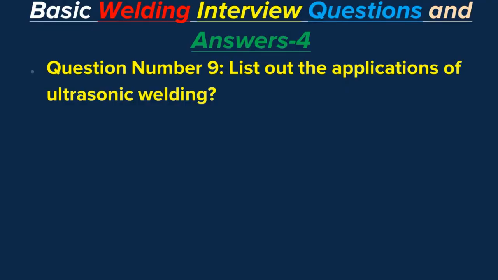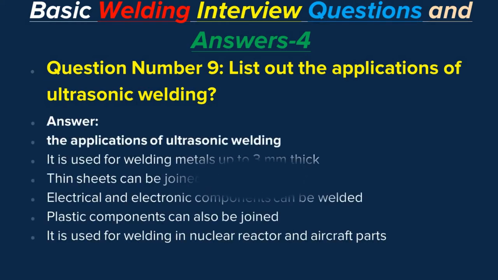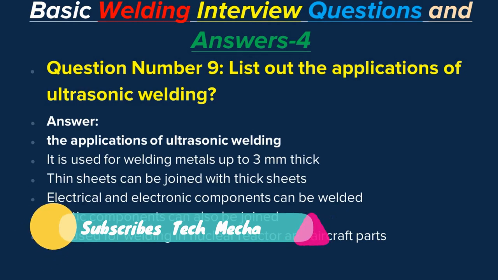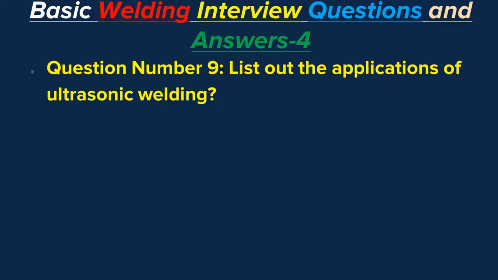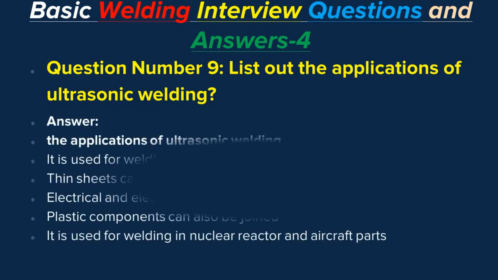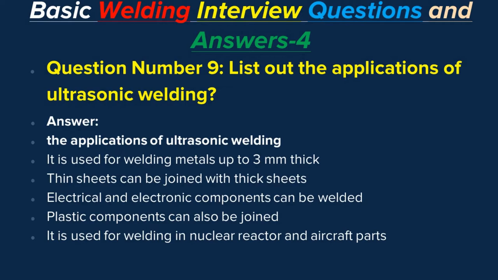Question number 9. List out the applications of ultrasonic welding. Answer. The applications of ultrasonic welding: It is used for welding metals up to 3 mm thick. Thin sheets can be joined with thick sheets. Electrical and electronic components can be welded. Plastic components can also be joined. It is used for welding in nuclear reactor and aircraft parts.